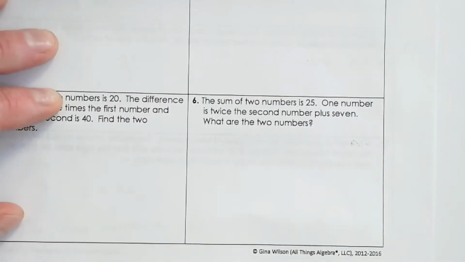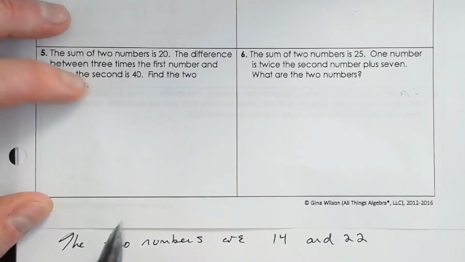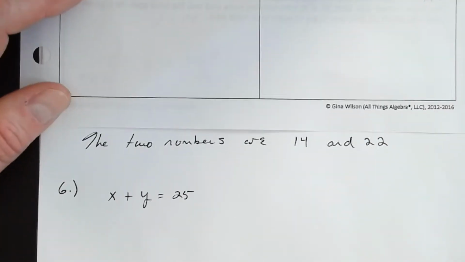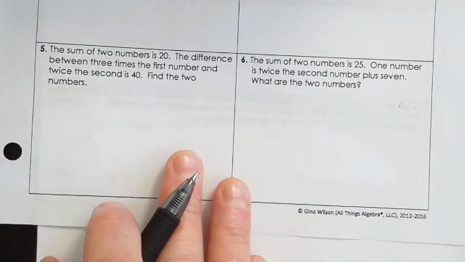So let's read the problem here. The problem says, for number 6, the sum of two numbers is 25. So let's just go ahead and write that first equation out. So the sum of two numbers, x plus y, is equal to 25. One of those numbers is twice the second number plus 7. Okay, so this gets a little bit more complicated.